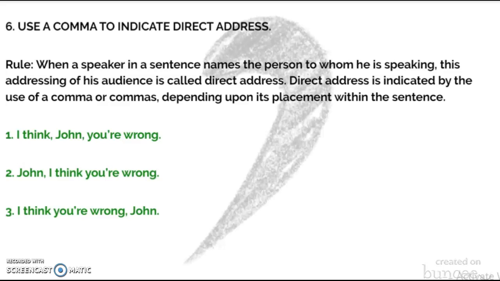Number 6, use a comma to indicate direct address. So this would happen if you were writing dialogue. When one person is talking to another, you need to always put a comma before the second person's name. So the person talking says, I think, and they're talking to John, comma, John, you're wrong. And also after John's name, John, comma, I think you're wrong. So if you're going to do some dialogue where you have two people talking, you need to always have a comma before or after the name of the person who's being talked to. All right?